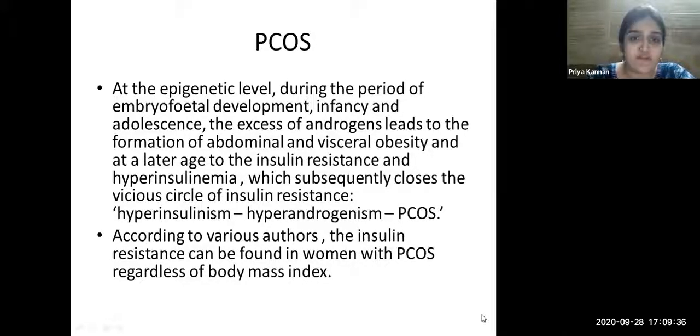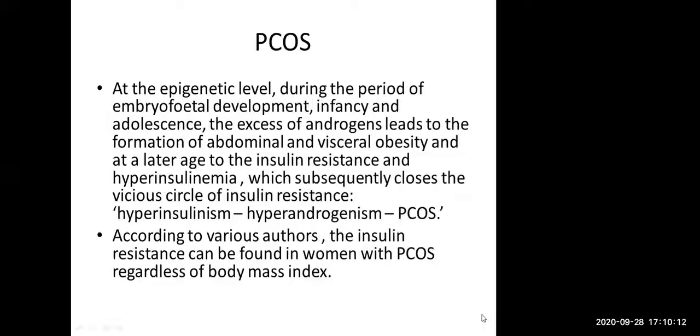Going a little bit deeper on the epigenetic level, why it happens, there is a theory that during the period of embryo-fetal development, infancy and adolescence, the excess androgens lead to the formation of abdominal and visceral obesity, and at a later age, insulin resistance and hyperinsulinemia, which subsequently closes a vicious circle. So it is hyperinsulinemia, hyperandrogenism, PCOS, which again comes back around: more hyperinsulinism, more hyperandrogenism, and more PCOS. So the basic reason is insulin resistance, and that is where it starts. That's the theory.